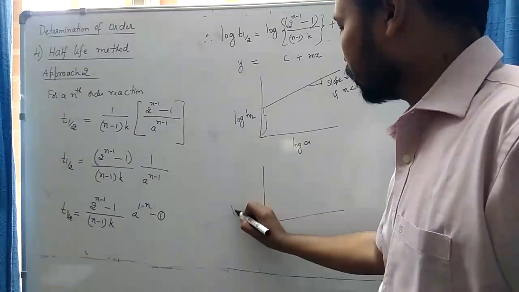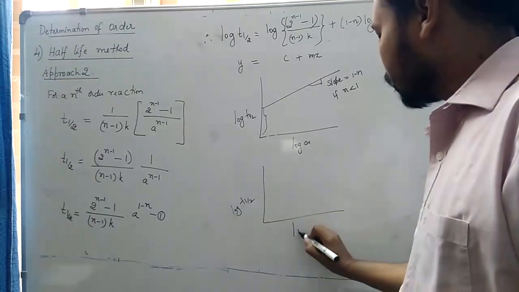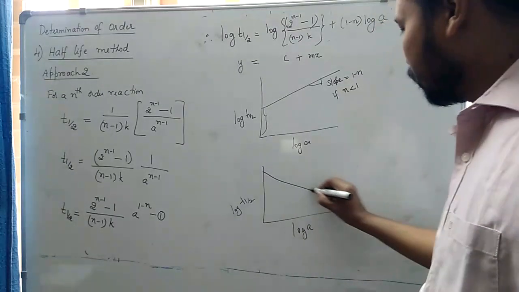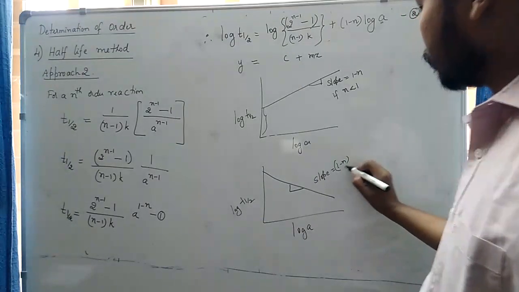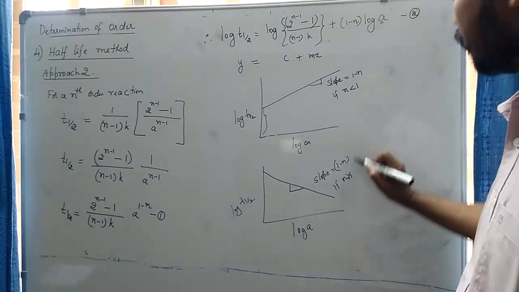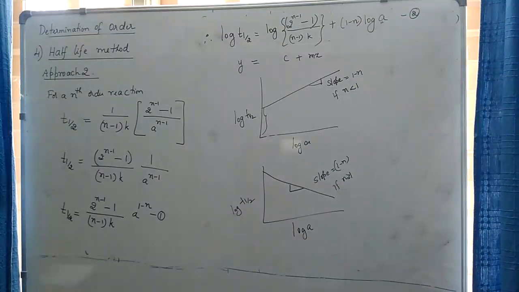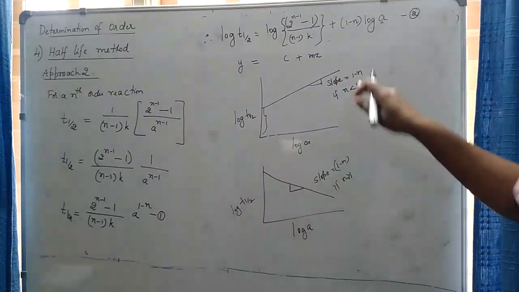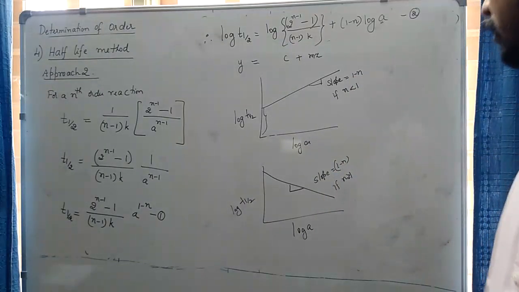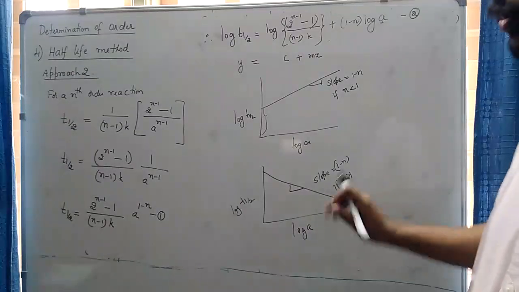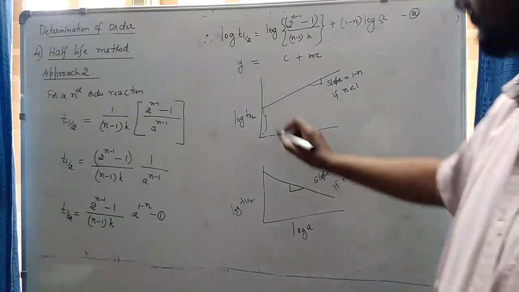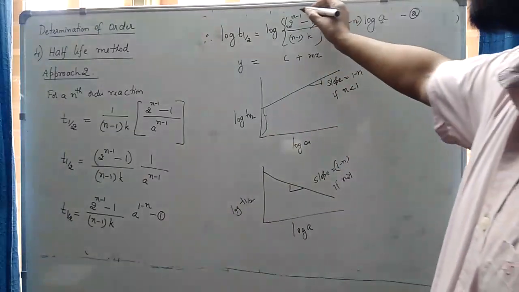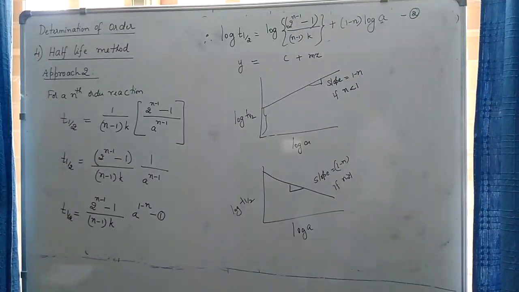Alternatively, you will get the graph of log T half versus log a as a straight line with negative slope. The slope is 1 minus n, so with a negative slope if n is greater than 1. If n is greater than 1, 1 minus n is negative, then the straight line will have a negative slope. So you will get a positive or negative slope depending on whether n is less than 1 or greater than 1. From the slope you can establish the order of the reaction, and once you know the order, from the intercept you can find out the rate constant of the reaction.